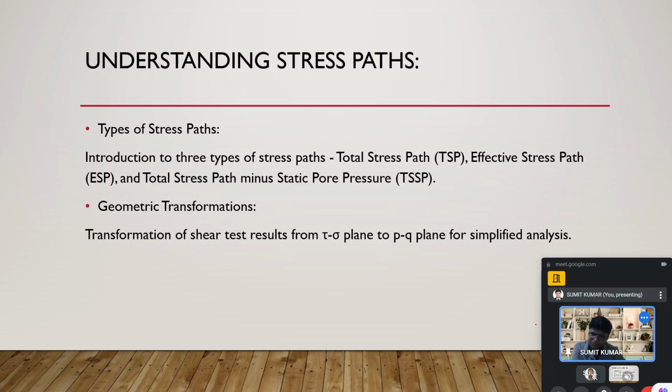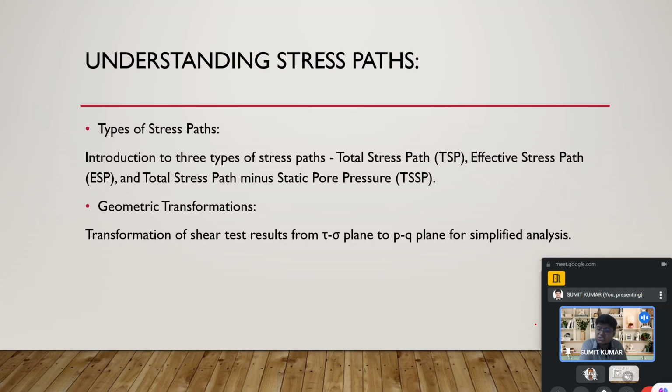Okay, so there are two types of stress path, specifically two types only, not a third type. But this I just wrote for you to understand the difference between the total stress path and effective stress path. So the total stress path is one thing, effective stress path is second, and the third one is written as total stress path minus static pore water pressure. And this total stress path minus static pore water pressure is the effective stress path in a way.